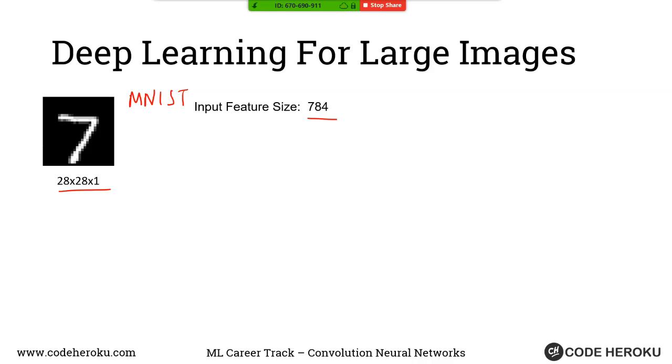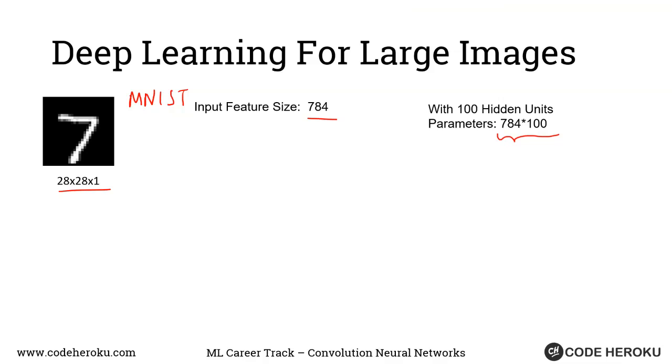If you look at it, the input feature size is 784, and let's say we take 100 hidden units in our hidden layer. The number of parameters that you will be working with will be about 784 times 100, which is not that bad for a neural network, right? And if you are given a big enough dataset like MNIST, the chances of you overfitting are less with this number of parameters. So that is the happy path.